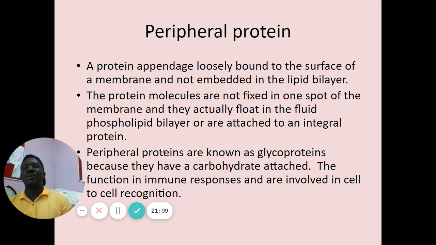So we want to look now at the structure related to function of every part. We have seen what we call peripheral proteins. Peripheral proteins are protein appendages loosely bound to the surface of a membrane and not embedded in the lipid bilayer. They are seen on the surface. And the protein molecules are not fixed in one spot. That's why they are always in a state of movement. And they actually float in the fluid. That's when we have the fluid mosaic. They float in the fluid phospholipid bilayer, or are attached to an integral protein.